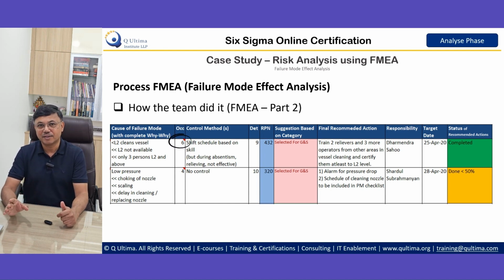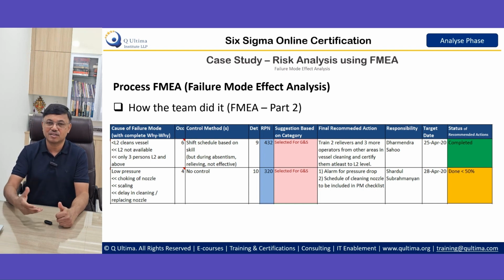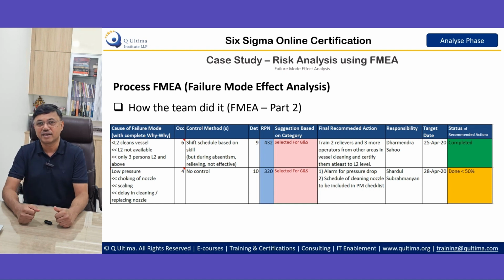Now, this rating is given based on the AIAG scale, which is trained in detail in our FMEA course. Anybody who wants to can join our FMEA course and understand the AIAG scale.